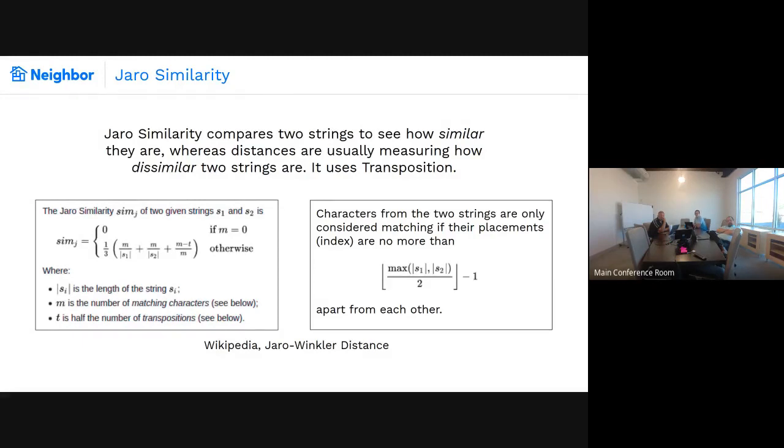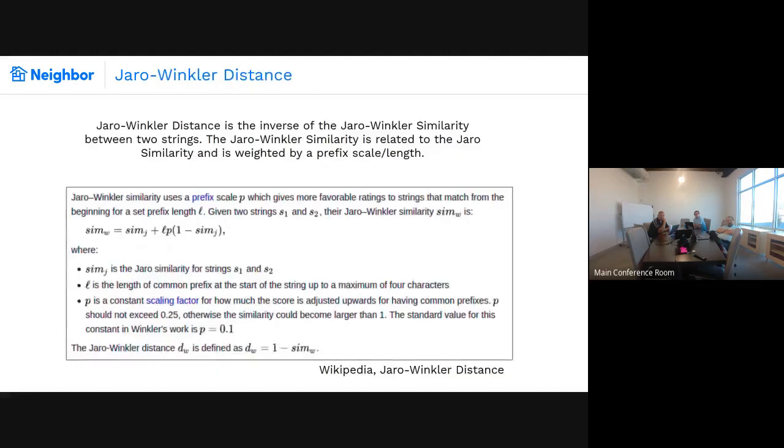Then, so you can calculate that similarity out, and using that similarity, which is going to be sim j, the little subscript j, you can calculate the Jaro-Winkler distance, which is going to be 1 minus the Jaro-Winkler similarity. So it's just these people, their approach was similarity, not difference. So if you look at it, the cool thing that it does is it's going to weight according to the prefix.